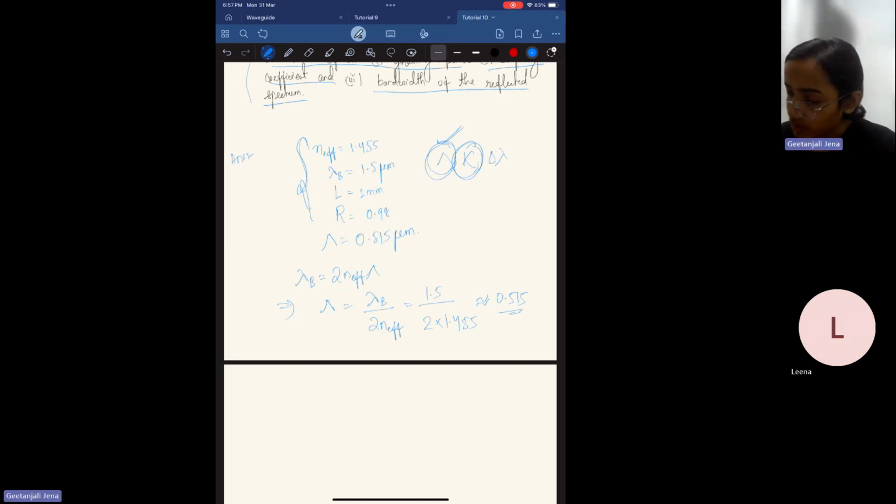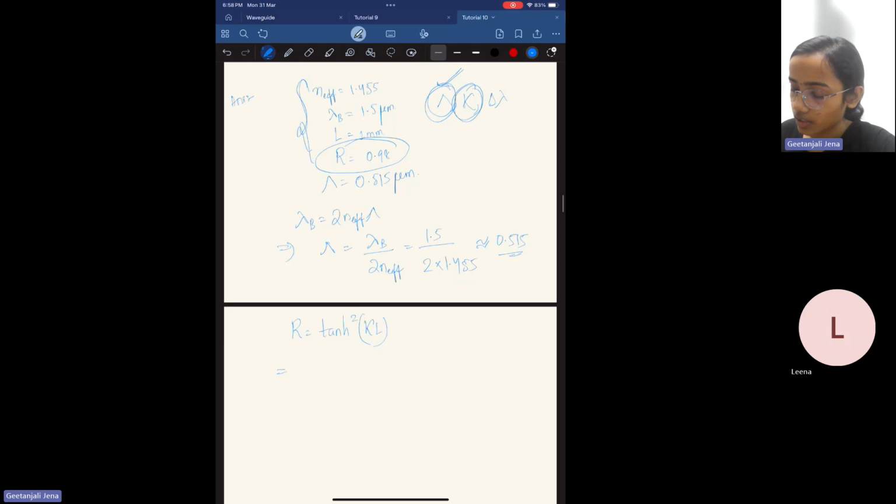Okay. So for kappa, see, we know the reflectivity, right? The expression for reflectivity is nothing but tanh square kappa L. So R is given, so that means you can easily find out what is kappa now. You just need to take the inverse of the tanh function.